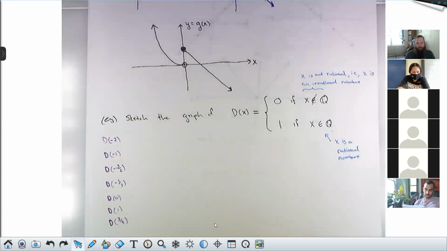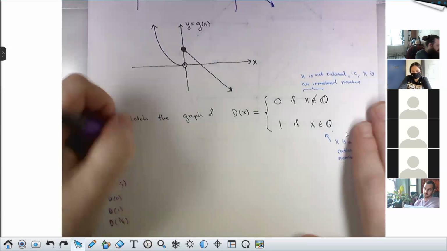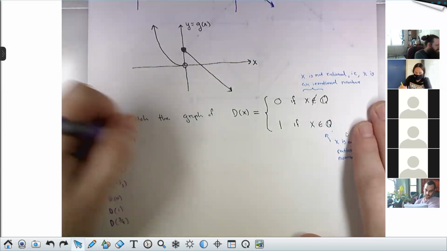Would it be 1? Yeah, d of -2 is 1 because -2 is a rational number, right? -2 can be written as -2/1, both of which are integers. Okay, don't think too hard.